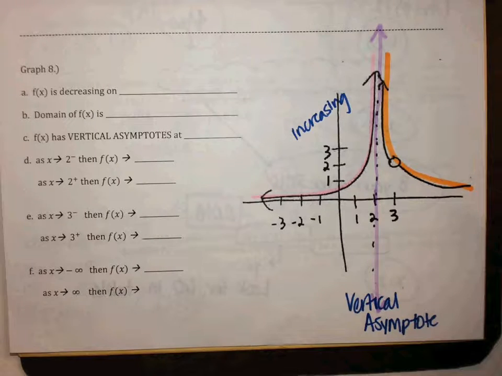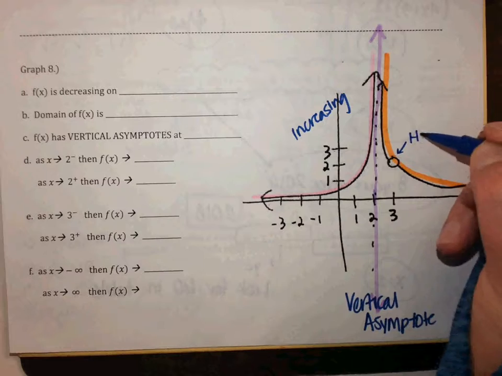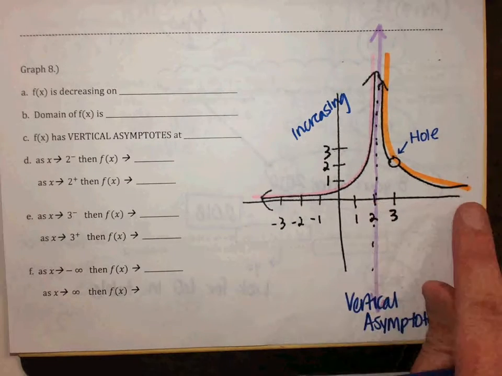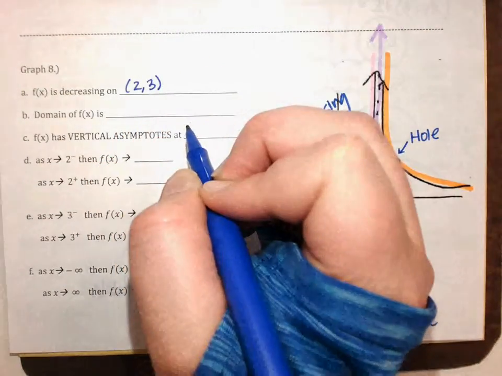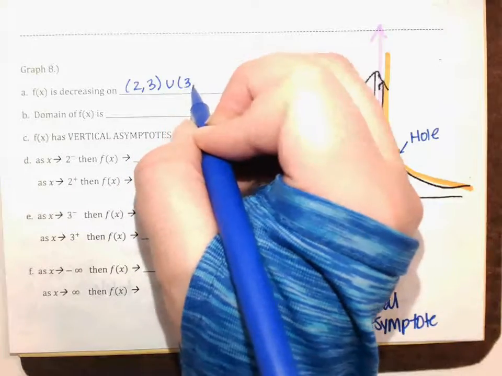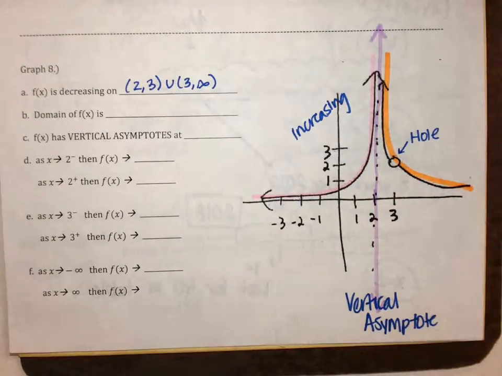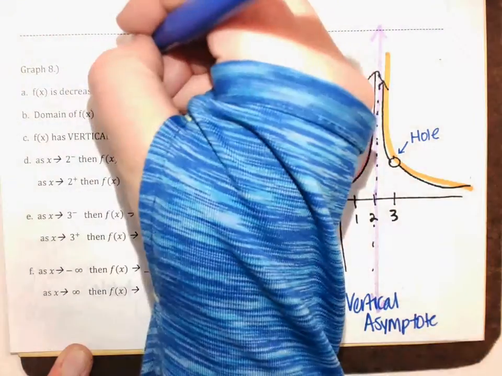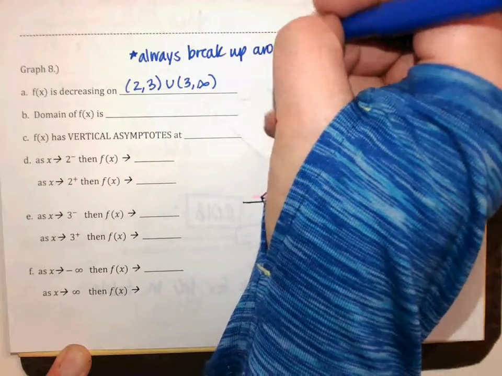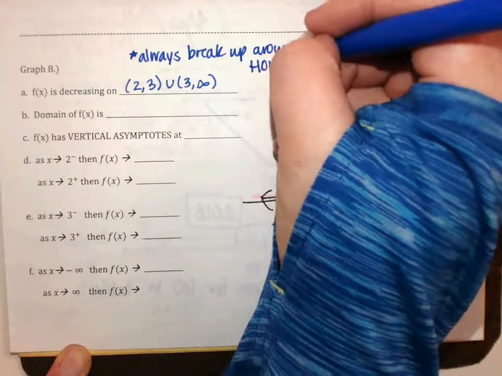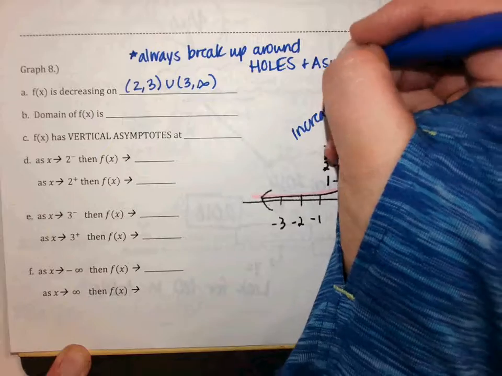Now, some of you guys, I'm almost done grading y'all's tests. You have to break up at the hole. So when I get to this hole, I can't say from 2 to infinity. Where do I need to stop? 3. So I'm going to go from 2 to 3, stop, there's an asymptote, and then 3 to infinity. Okay? So you always break up around 2 types of things, holes and asymptotes.